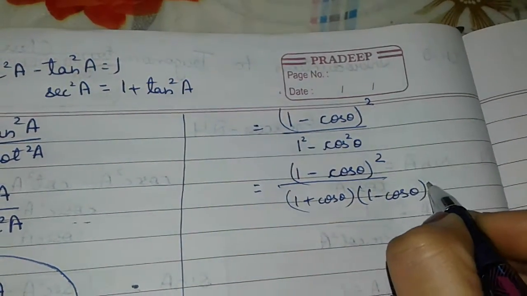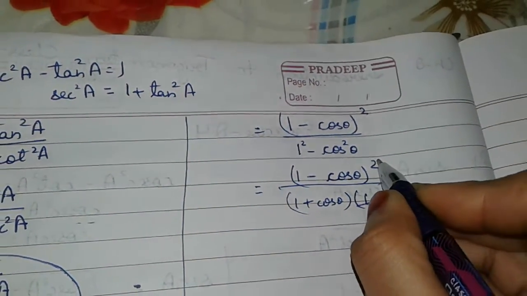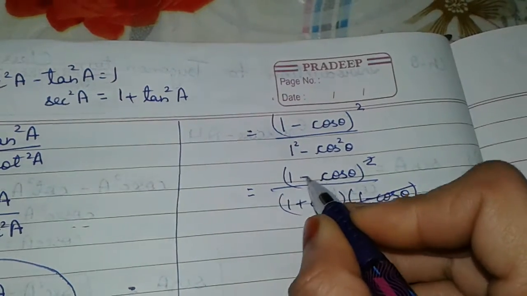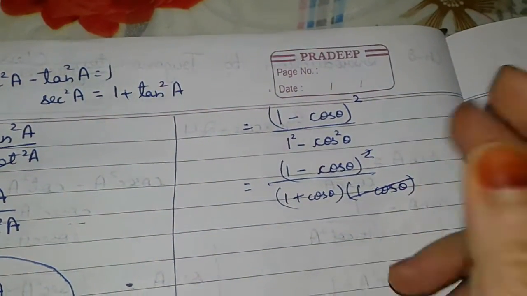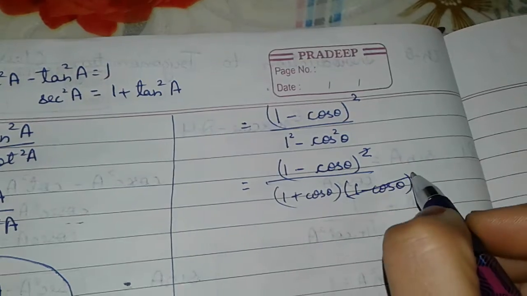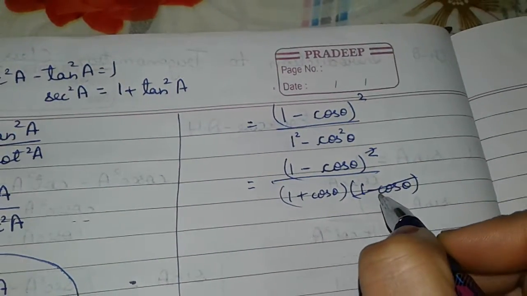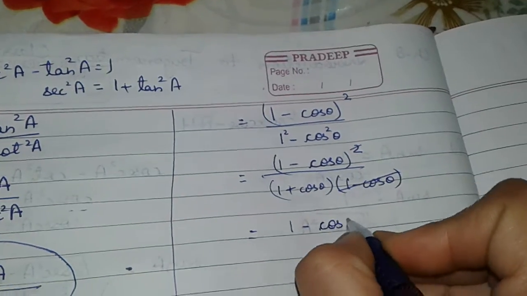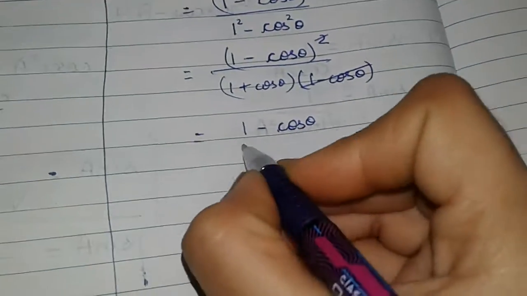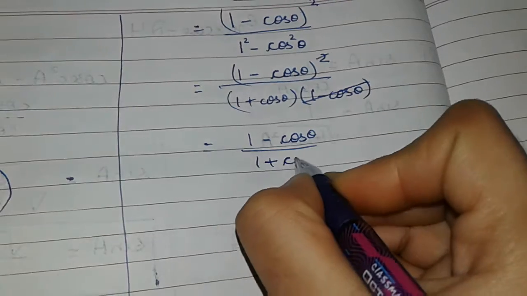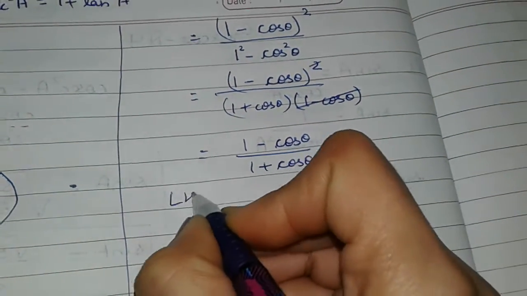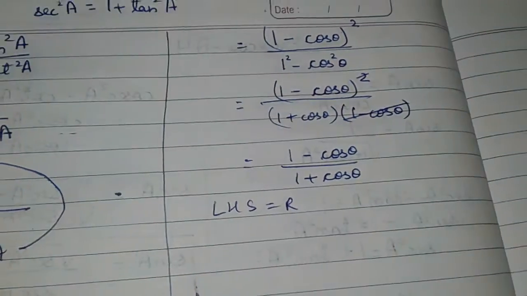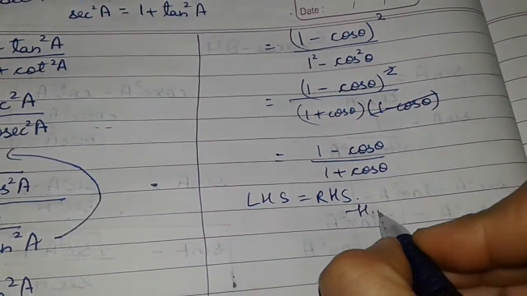Now this 1 minus cos theta will be cancelled out with the denominator 1 minus cos theta, as 1 minus cos theta is 2 times. The answer will be 1 minus cos theta upon 1 plus cos theta. Left hand side is equal to right hand side, hence proved.